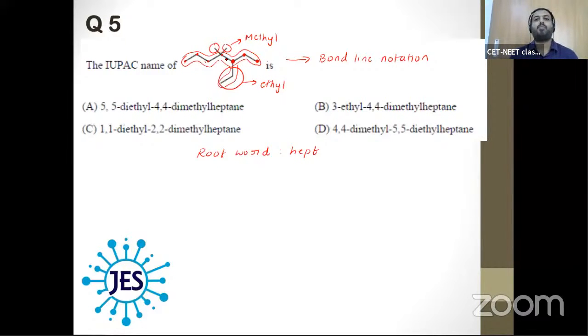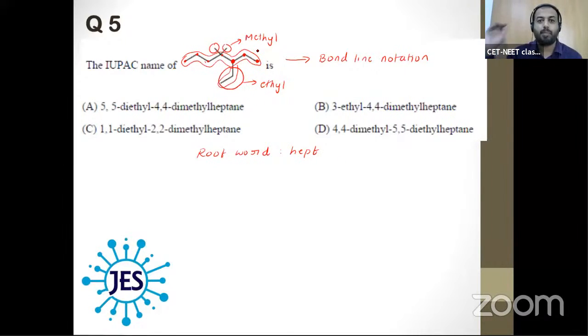So this is what is called bond line notation. A very convenient method of writing organic structures, very time saving. Otherwise imagine, if you had to write the complete structure, you would have to write so many carbons, so many hydrogens. It's time consuming. So all of you should practice this bond line notation. Root word is hept. Substituents are ethyl and methyl.